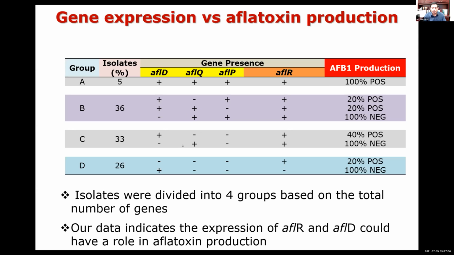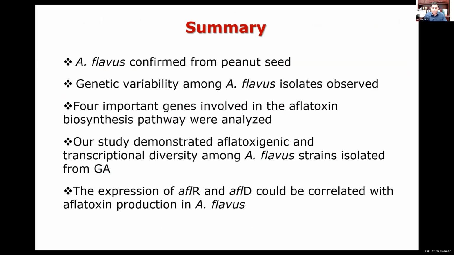In group C, where 2 genes are present, we have seen 40% positive, and without D, 100% negative. And in group D, 26% of isolates fall in this group. We see only 20% positive when just the regulatory gene is present. Without the regulatory gene, we do not see any aflatoxin production. That brings us to a total scenario: the aflatoxin regulatory gene AFR plus the structural gene D put together could have some role in aflatoxin production.